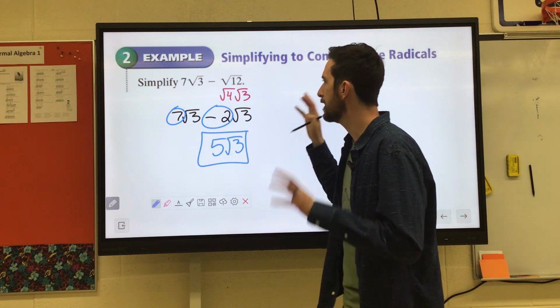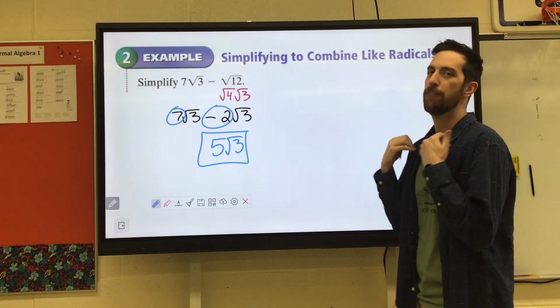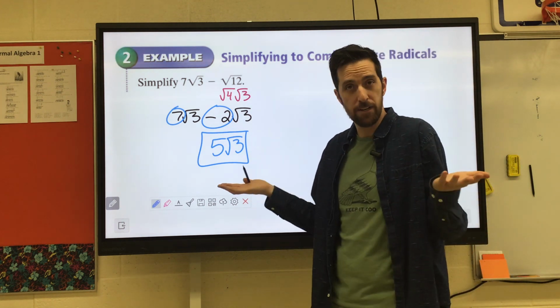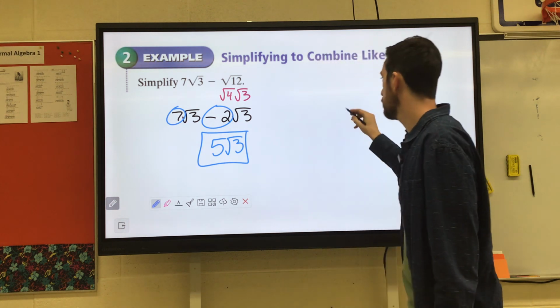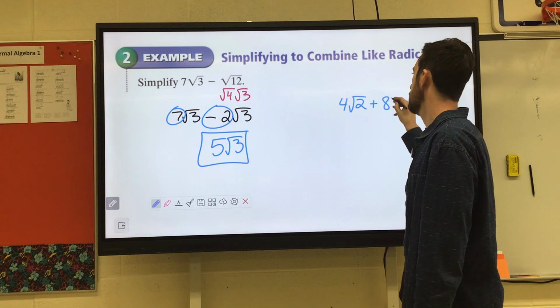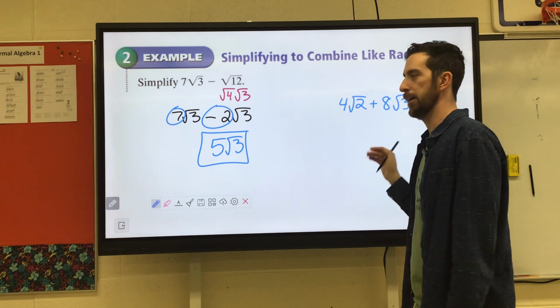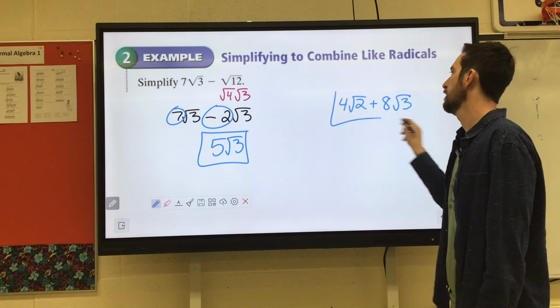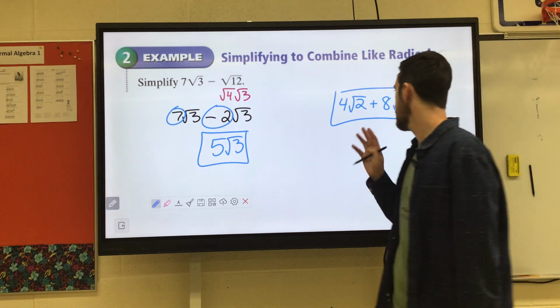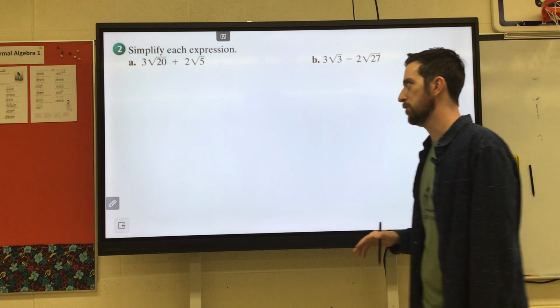So you got to take out all the perfect squares first. And then you might be able to add them or subtract them. You might not, and that's okay. Let's say you work it all the way and you end up with 4 root 2 plus 8 root 3. Different numbers in the radical. You'd be done. You can't combine those anymore. That's it. But you have to get all the perfect squares out first.